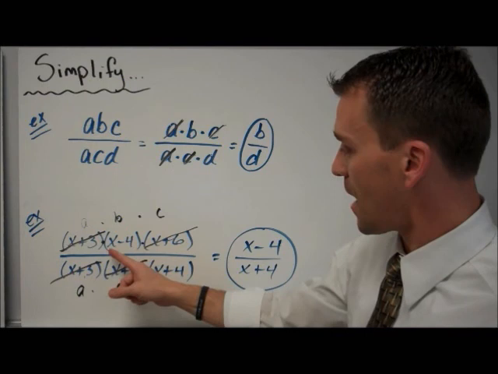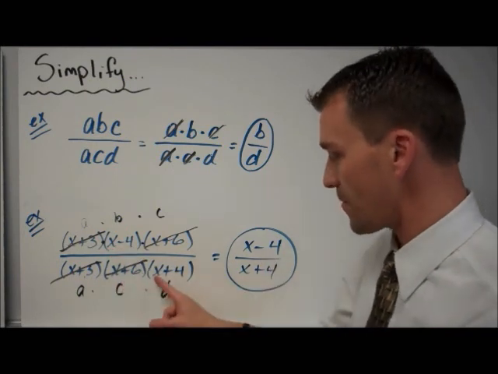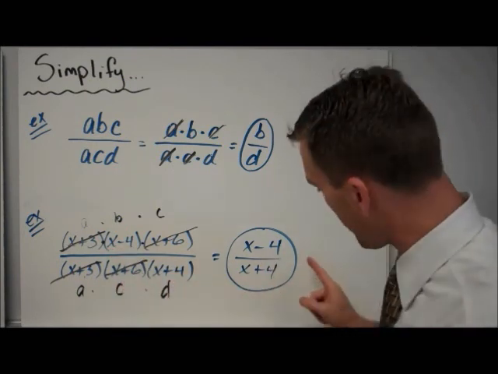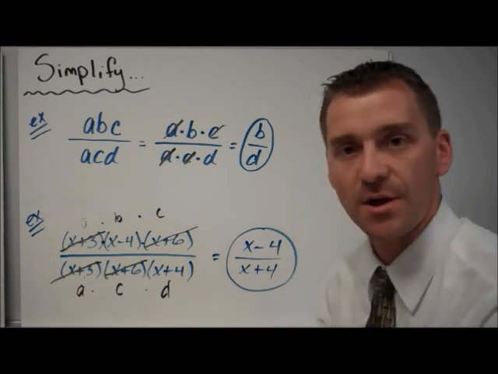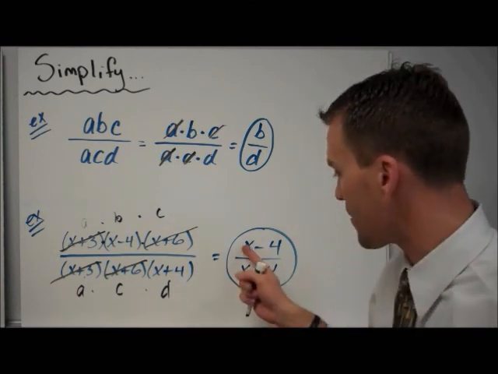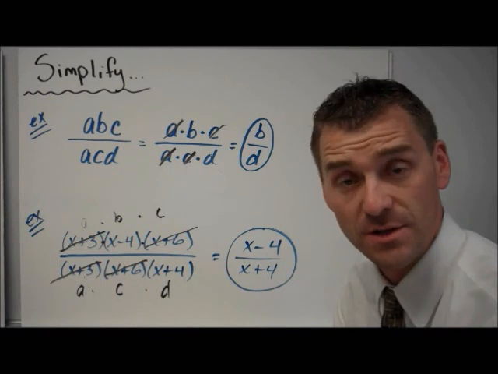So I'm just left with on the top x minus 4, bam, and I'm left with x plus 4, bam. And this is my final answer. Now some of you might be thinking, wait a minute, there's an x on top and x on the bottom, why can't I cross them off?